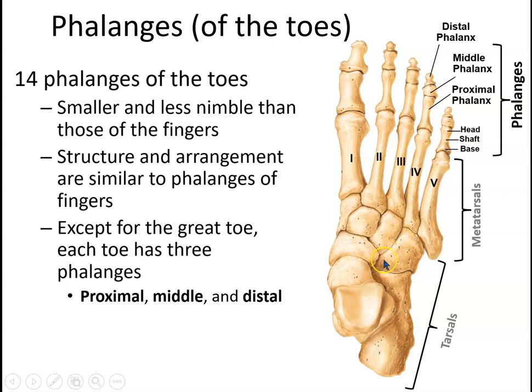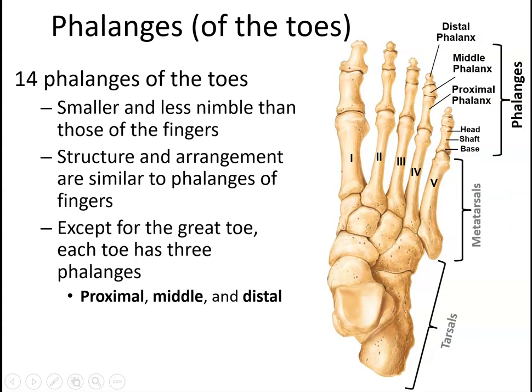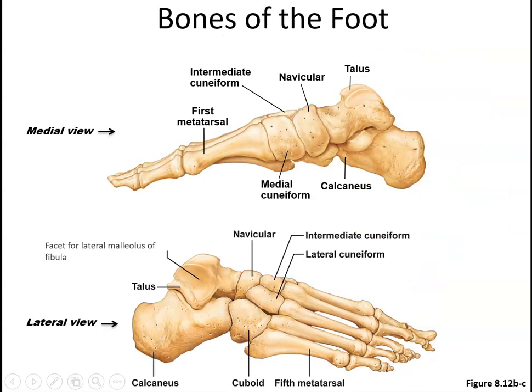So this naming scheme you already know from the hand. The difference is there aren't quite as many of these as there are carpals. I want to say there are 7 tarsals. 1, 2, 3, 4, 5, 6. Yeah, 7 tarsals, 8 carpals, whatever. Yeah, so here you go, bones of the foot. Oh, the foot is so elegant. Look at that.